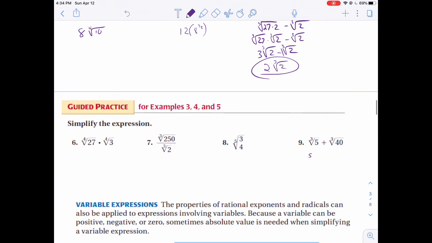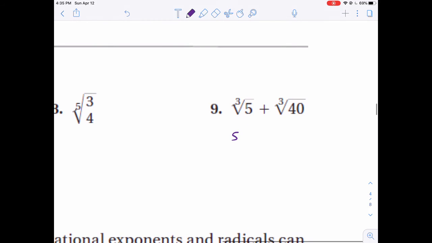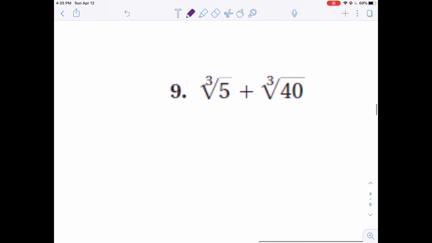We got one down to the right here, number 9. Looks like I did this earlier, so I'm going to erase what I got here. I'm not sure what the 5 is, but we'll start from scratch. So again, cube root of 5, cube root of 40, not like terms, right? Well, factors of 40. I know that 5 times 8 will work, and the cube root of 5 will help with this cube root of 5. So I kind of like that. I'm going to do that. Let's see what it looks like.